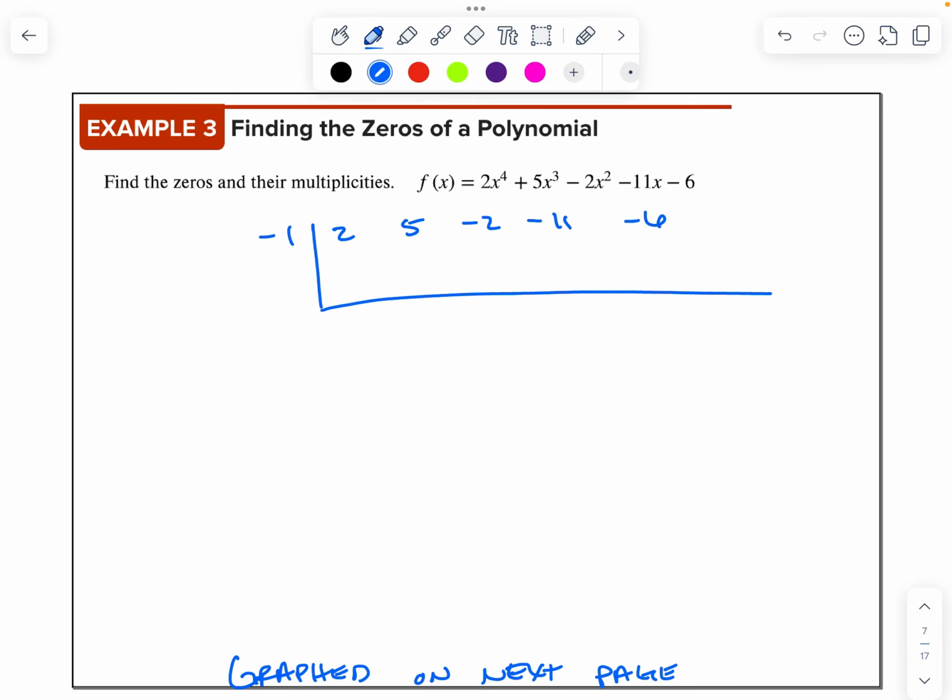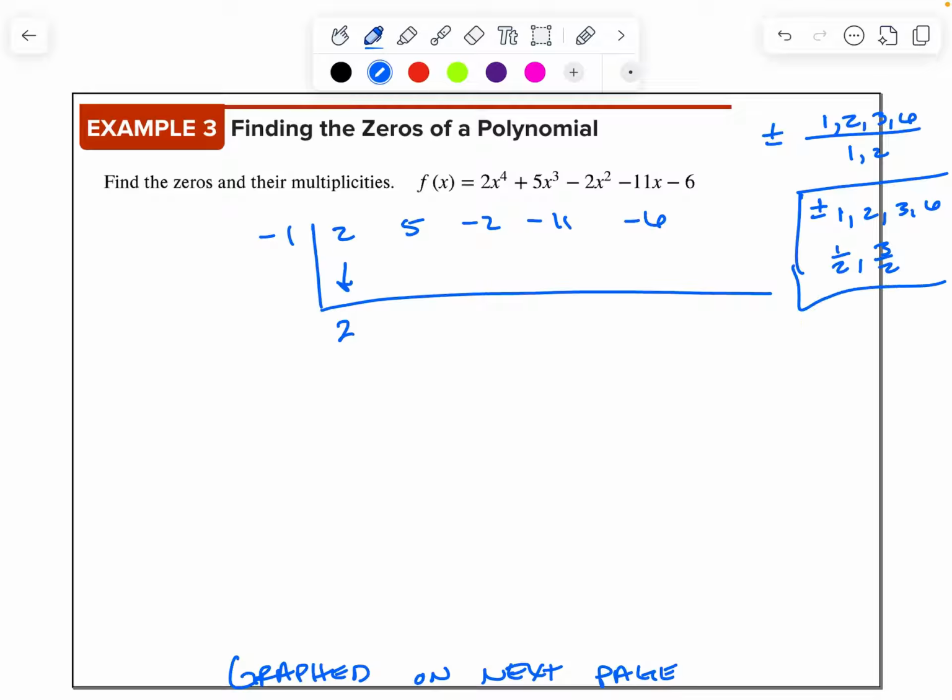Find the zeros and their multiplicities. All right, so we should end up with 4 total solutions here. I wrote a negative 1 on here. I'm assuming that that works. So let's try. Remember that we're trying plus or minus 1, 2, 3, 6 over 1, 2. It's these factors over those factors. And so my possible rational solutions are 1, 2, 3, 6, 1/2, 3/2.